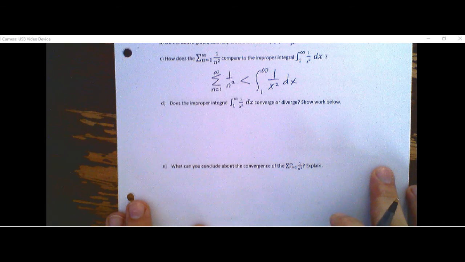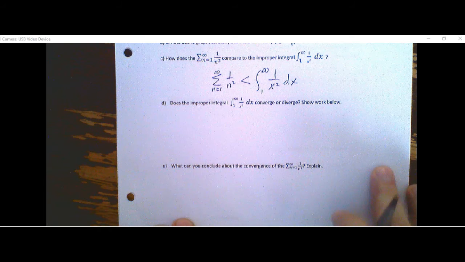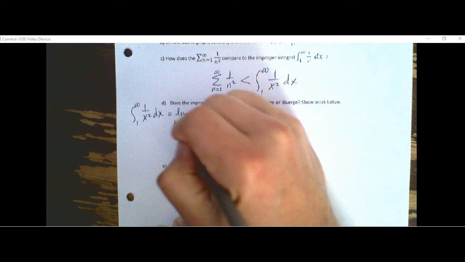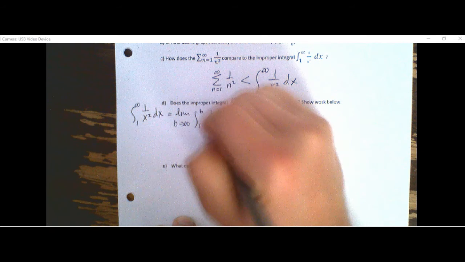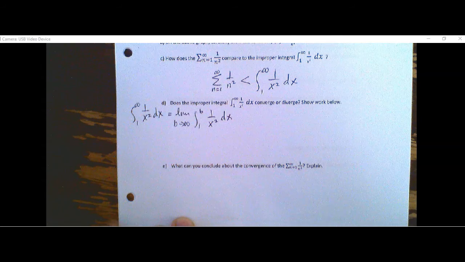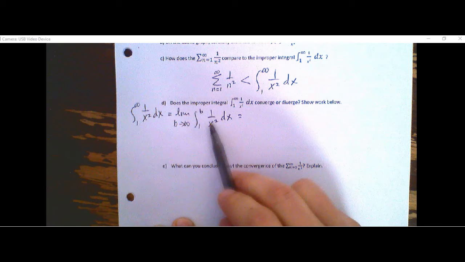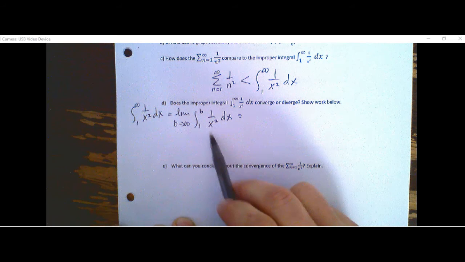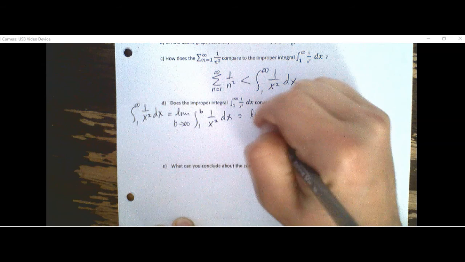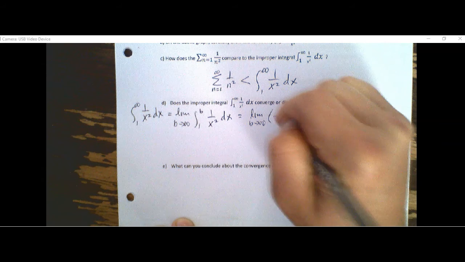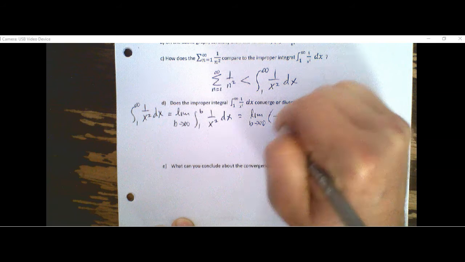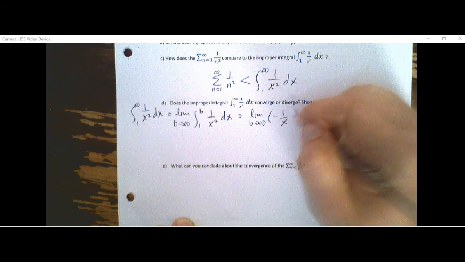Now, let's determine if the improper integral converges or not. So, let's do our improper integral. So we need our limit. It's b goes to infinity, integral from 1 to b of 1 over x squared dx. So the antiderivative of 1 over x squared. So that's x to the negative 2, increase the power and divide. So we'll get the limit as b goes to infinity of negative 1 over x from 1 to b.